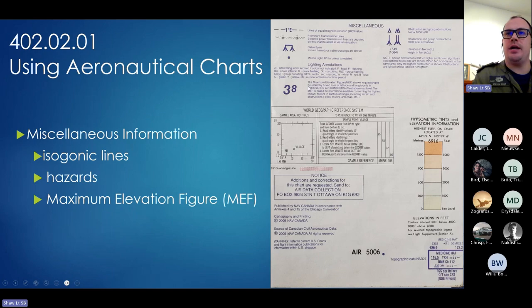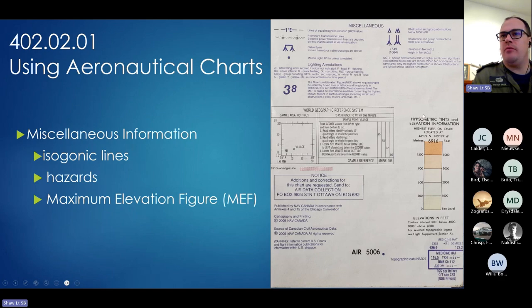Lighting annotation, so MEF, maximum elevation figure, shown in quadrangles by the ticked lines of latitude and longitude, thousands and hundreds of feet. So there's 3 and then the smaller 8. So 3,800 is the maximum elevation figure in that particular quadrant. And that's based on known information, so they might not have it. So this tells you how to read your lines of latitude and longitude.